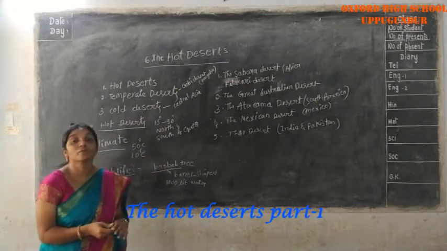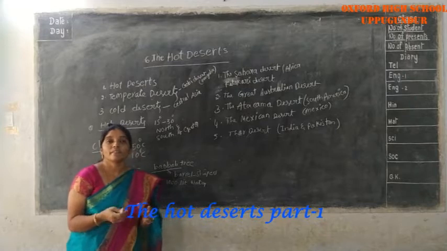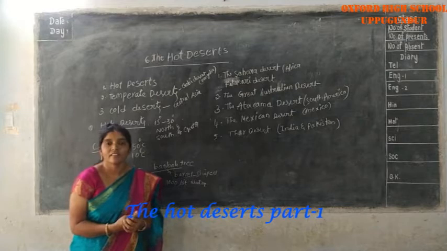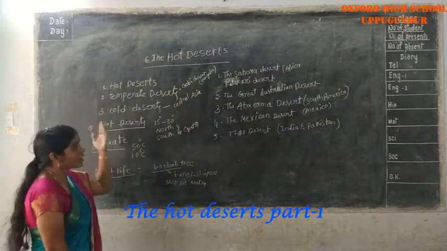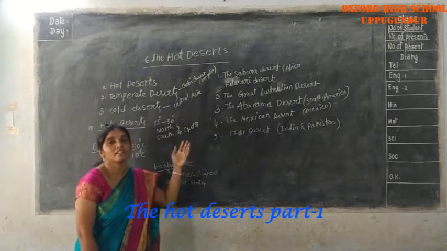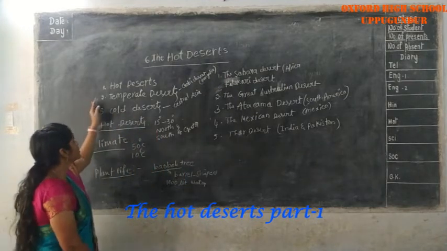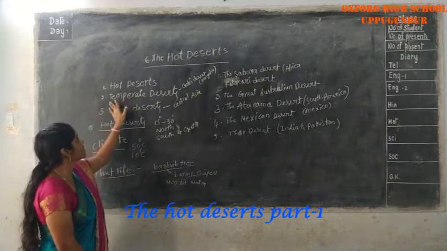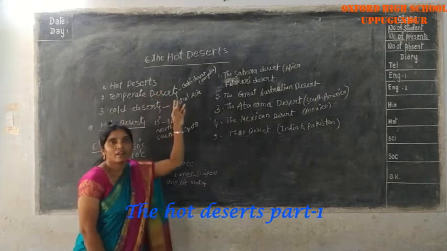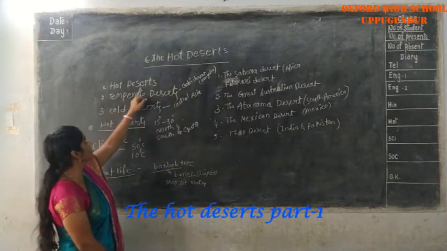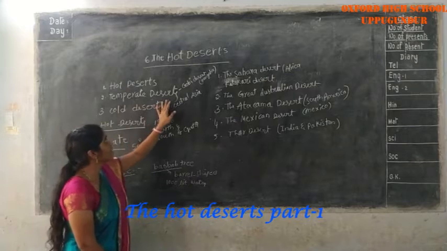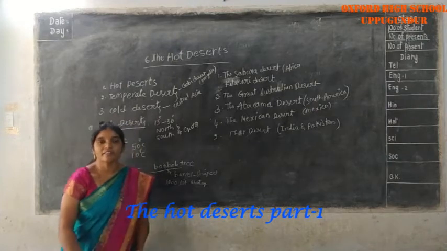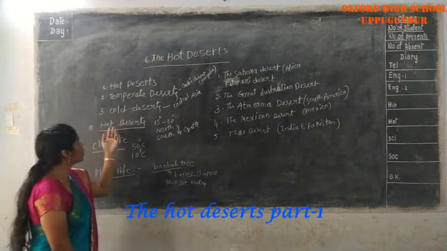Deserts are divided into 3 types, depending upon the climate, based on the temperature and rainfall. Deserts are of 3 types: hot deserts or tropical deserts, temperate deserts, and cold deserts.